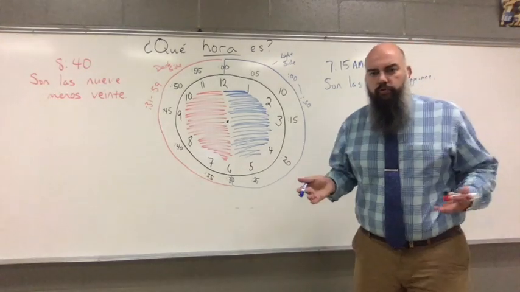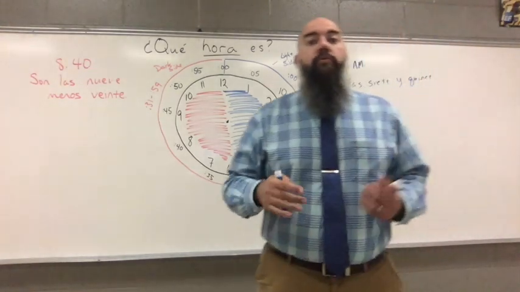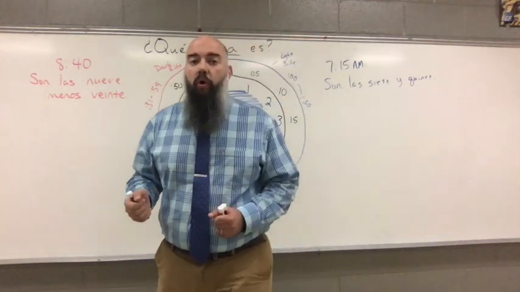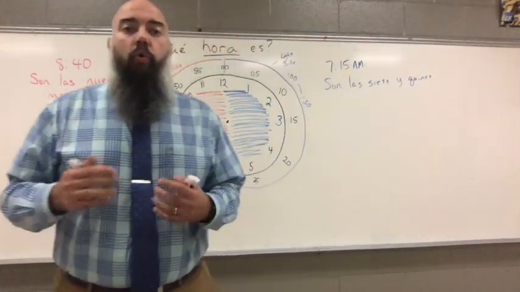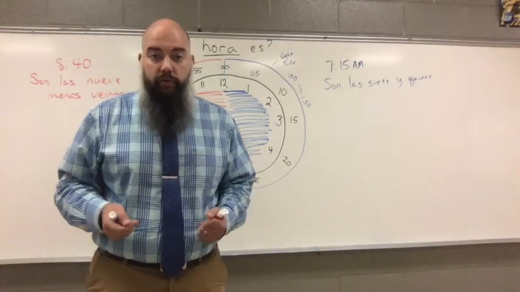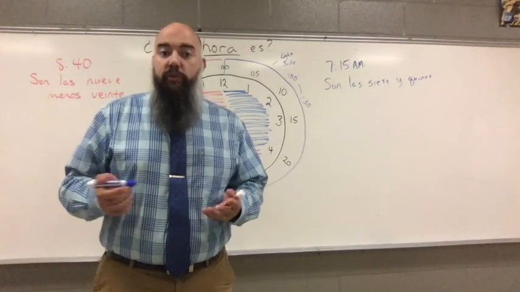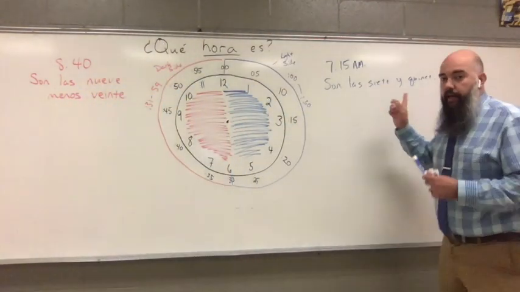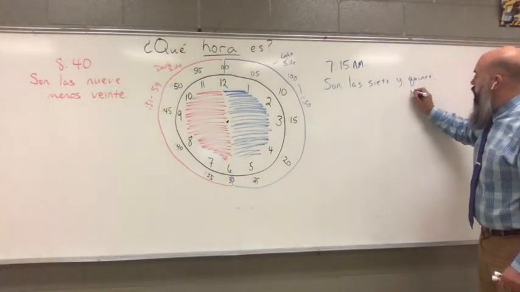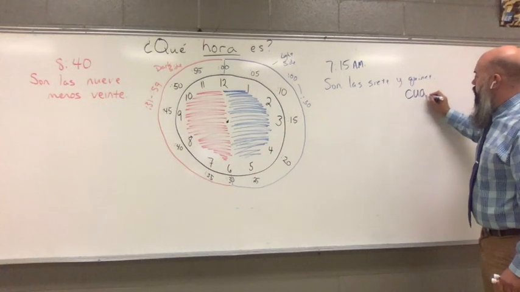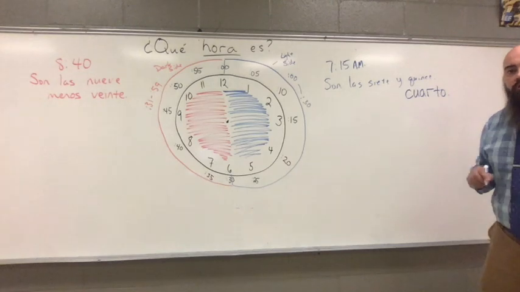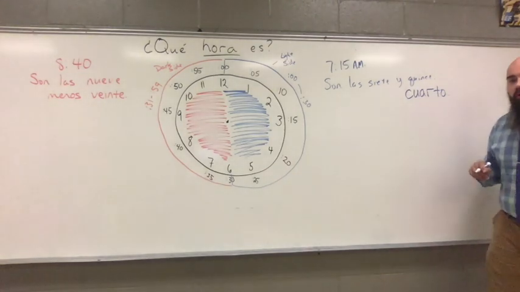So in English, we have different words. We can use the word 15, like 7:15, or we can say quarter, as in quarter past or quarter till. Spanish has that word too. So we can use quince, but we can also use the word cuarto. Cuarto is the word for quarter.